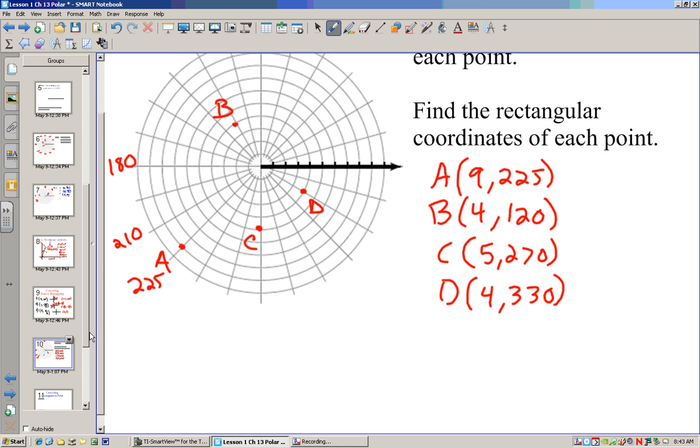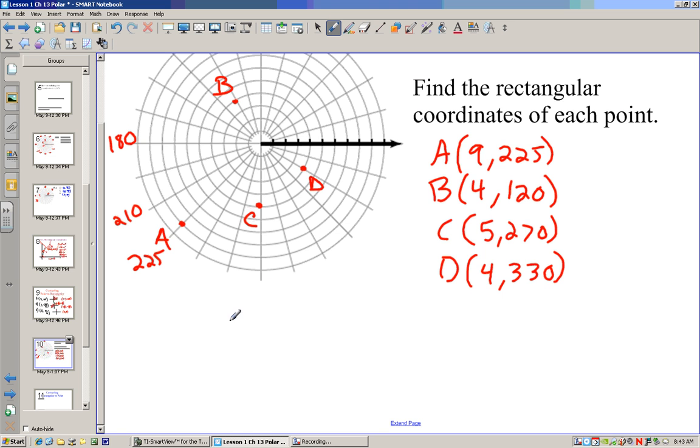So to find the polar coordinates for each of these points, at A, this is a 45, 45, 90. So if this distance is 9, you'd have to divide by the square root of 2 to get each of these sides, which we could rationalize to be 9 root 2 over 2. So that would be negative 9 root 2 over 2 and down 9 root 2 over 2.